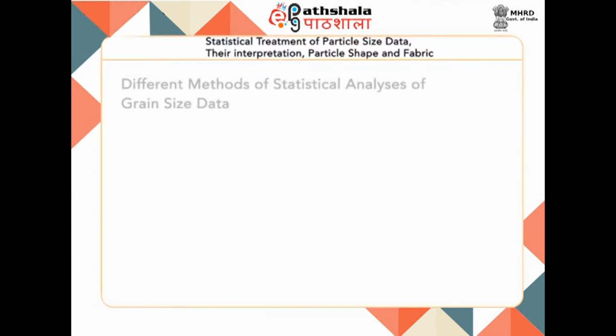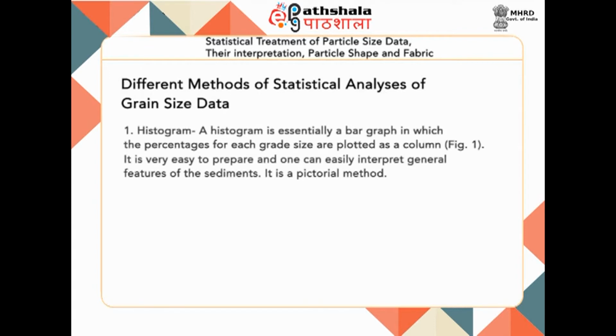Now, come to the different methods of statistical analysis which we practice on grain size data. First one is the simplest one, that is the histogram. A histogram is essentially a bar graph in which the percentages for each size grade are plotted as a column. It is very easy to prepare and one can easily interpret general features of the sediments. It is a pictorial method.